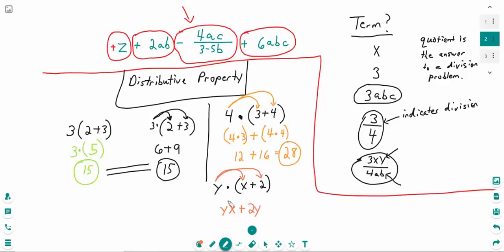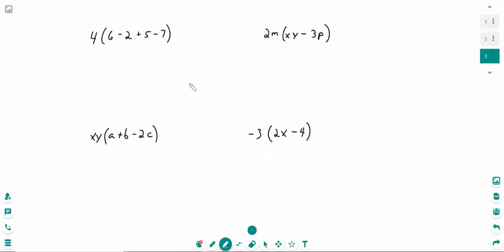All right, this is our answer. This is our solution. This is as far as we can take it, given that we don't know what y or x are. And how did we get there? We got there using the distributive property.